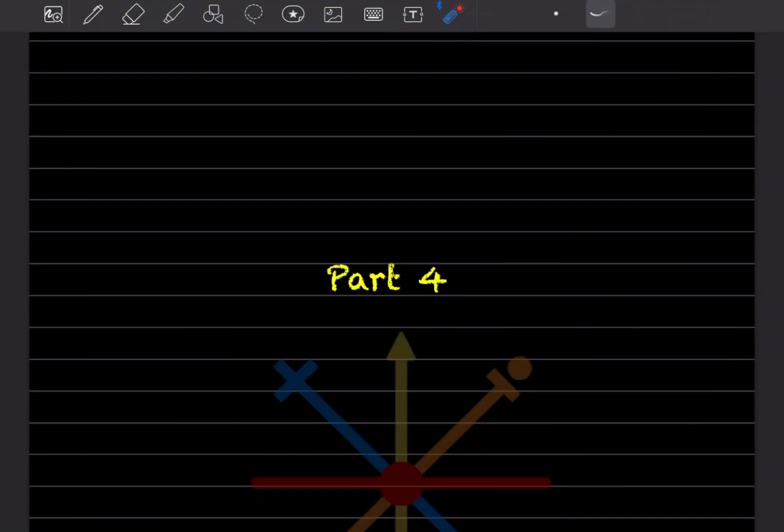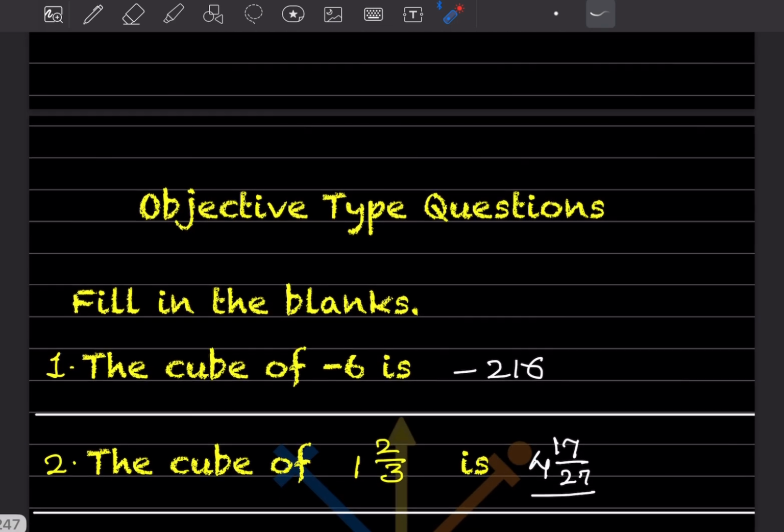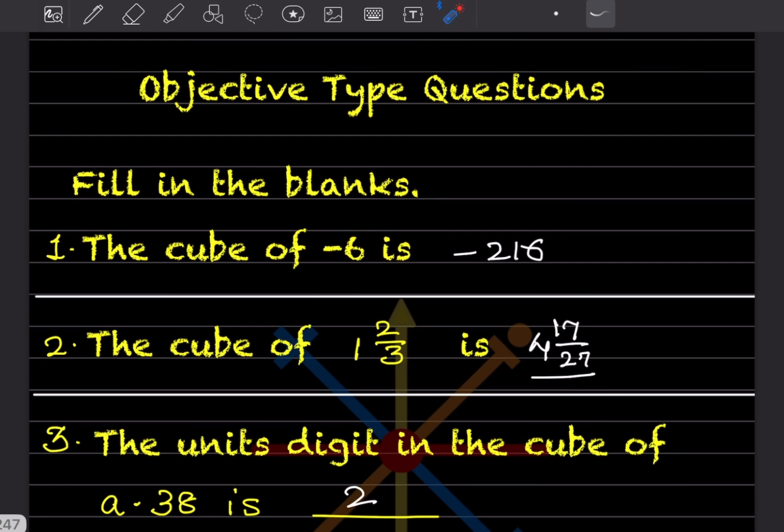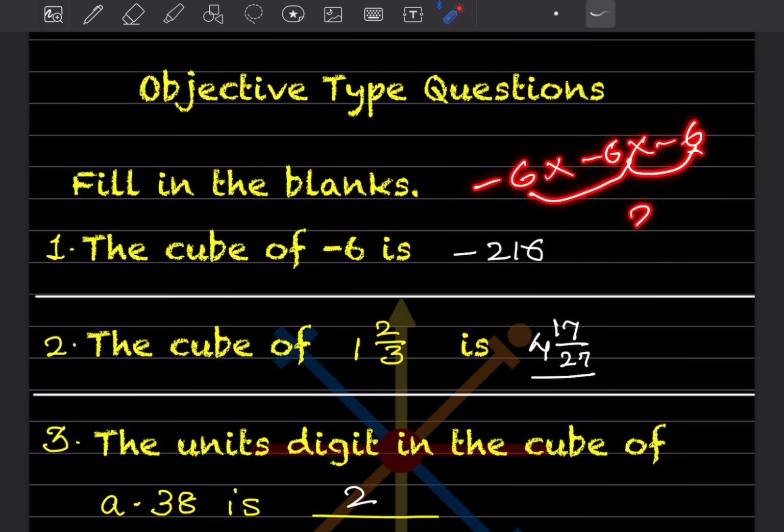So today we'll do part 4, and we are going to see objective type questions here, which is filling the blanks. The cube of -6 is, so what will you write here? -6 into -6 into -6, because it is a cube, you're going to multiply 3 times. So that is going to be 216. And the minus sign: these are 3 times, which is an odd number. So whenever you have an odd number here, that is always going to be minus. So minus 216, because this is -6.